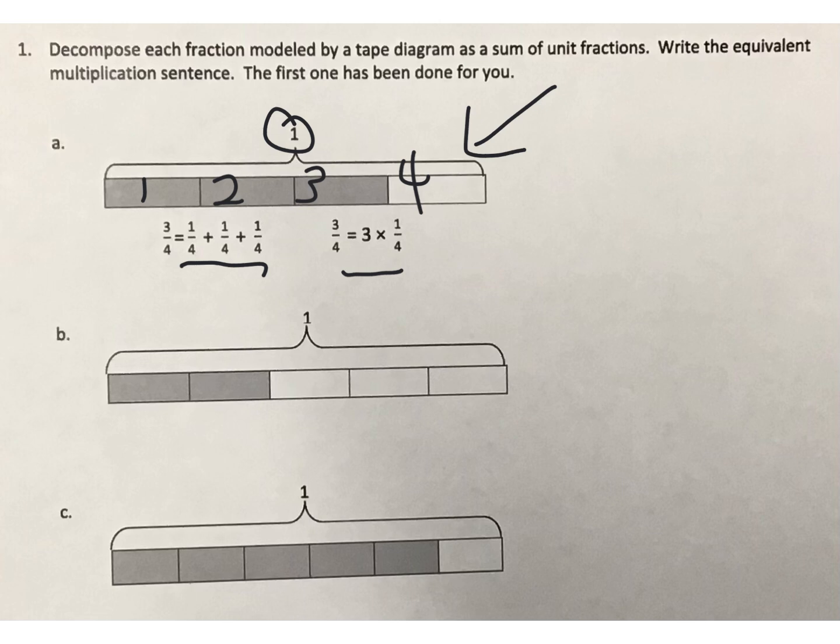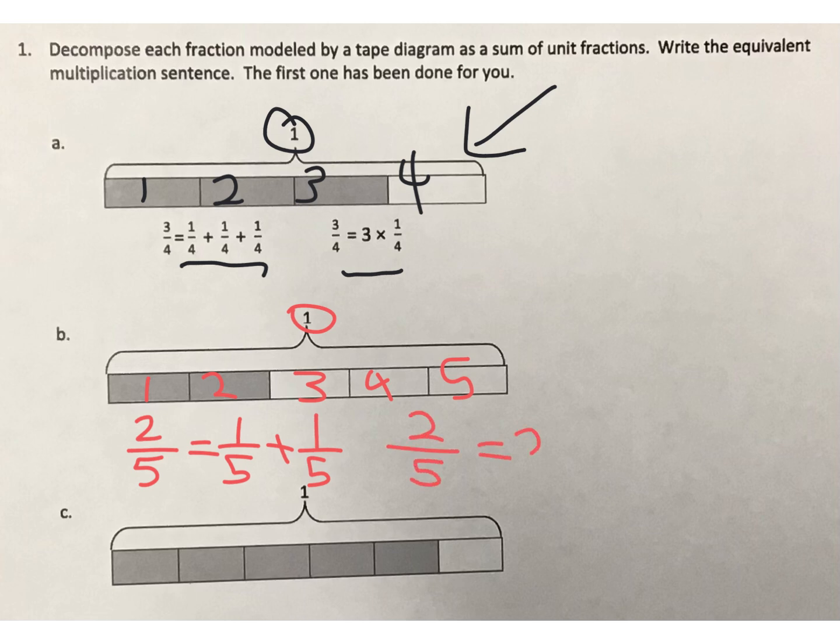So let's look at the next one. What we're going to first do is figure out what the fraction is. So we've got 1, 2, 3, 4, 5 pieces that make one whole. So that means this fraction is going to be 2 out of 5. And if I were to write that down, I'd write it as 1/5 plus 1/5. And then if I were to write it as a multiplication sentence, I'd say 2/5 is equal to 2 times 1/5.